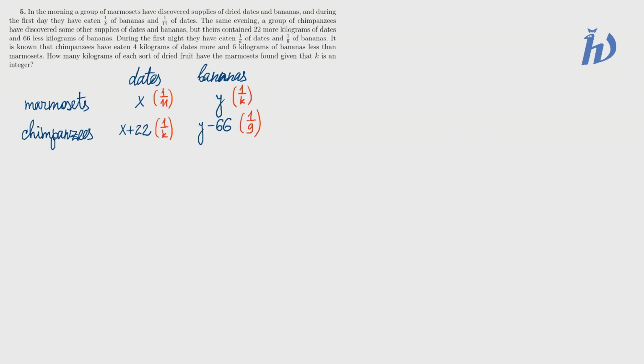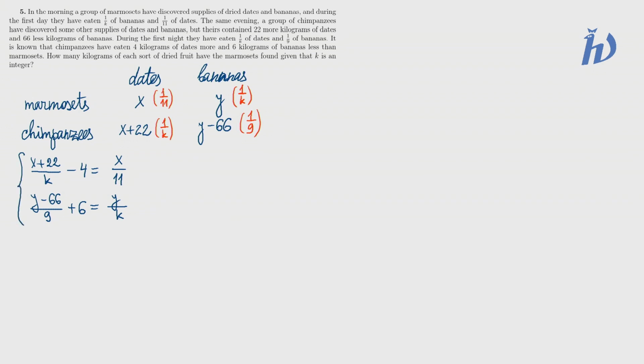Now let's continue reading the task, and let's look at the conditions we have here. It is known that chimpanzees have eaten 4 kilograms of dates more. Okay, if they have eaten 4 kilograms of dates more, it implies that (x plus 22) over k minus 4 is equal to the amount of dates eaten by marmosets, so x divided by 11. And they have eaten 6 kilograms of bananas less. So (y minus 66) divided by 9 is 6 less than the amount of bananas eaten by marmosets. So if we add 6 to this amount, we get the greater amount, the amount eaten by marmosets.